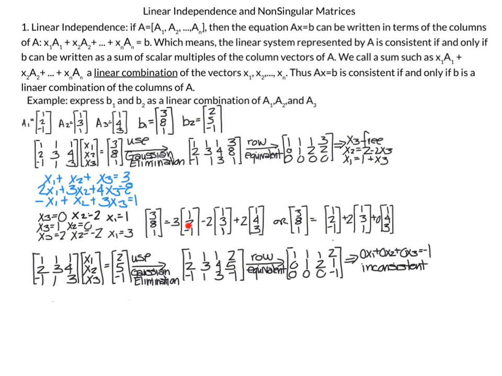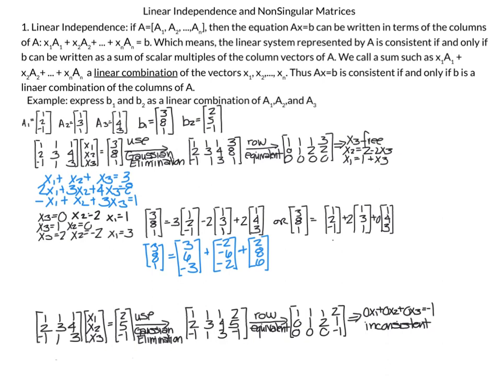So what I can do then is rewrite my b vector 3, 8, 1 as x1, which is equal to 3, times my first column vector, which is 1, 2, negative 1, plus negative 2, that's my x2, times my second column vector, and my x3 times my third column vector. Now I can verify my solution of 3, negative 2, 2 by multiplying 3 times a1, and I would get 3, 6, and negative 3. Multiplying my negative 2 times a2, I'll get negative 2, negative 6, negative 2, and 2 times my last column vector, I'll get 2, 8, and 6.